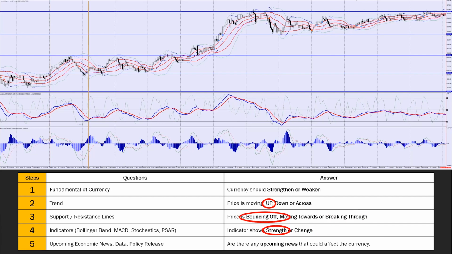So straight away, we can see at this point here, again, currency should strengthen. Trend is moving up. Support and resistance: price has hit and bounced. It's bouncing off the support level. Actually, I can draw. Let me try that. It's bouncing off the support level, pointing up. Let me change that color. It's pointing up, and these are the indicators. It's still inside the Bollinger Band. This is telling me a possible change coming up.